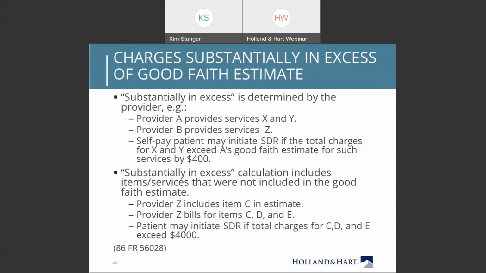So you look at whether it is determined substantially in excess by the particular provider who's rendering the services, not necessarily by each item or service. So you'd tabulate and include all the services that were rendered by that particular provider to see whether or not it's substantially in excess. Now this is problematic, right? Especially if it's a minor procedure, maybe a couple of $100, well, $400, it's substantially in excess, it's probably not going to get hit all that often.